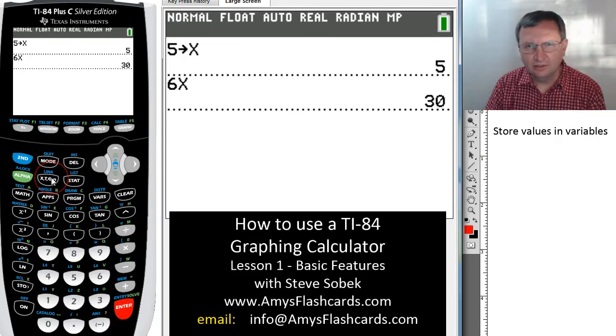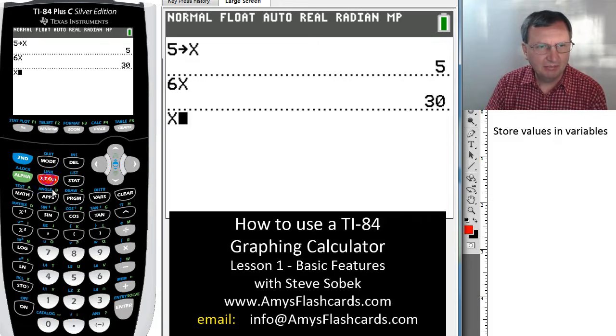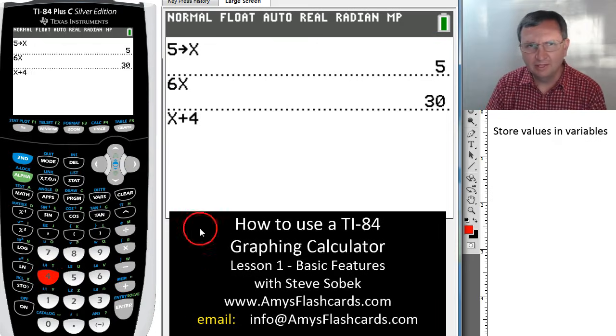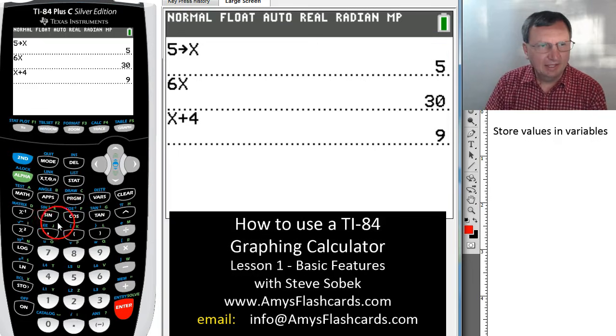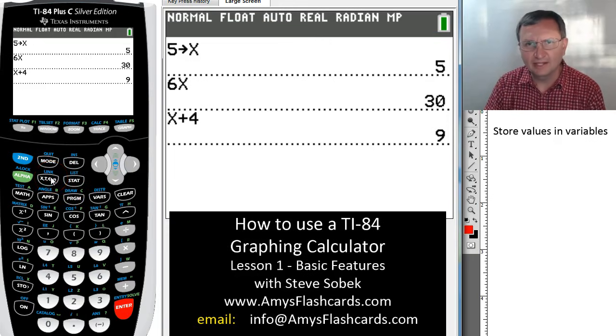And then you could turn your calculator off and pick it up the next day and then type in x plus 4, and it will remember that that is a 5. 5 plus 4 is 9. And evaluate that, you'll get 9 until you store something else there. If you want to store in one of the other letters of the alphabet, okay, X was easy. We had a special button just for X.